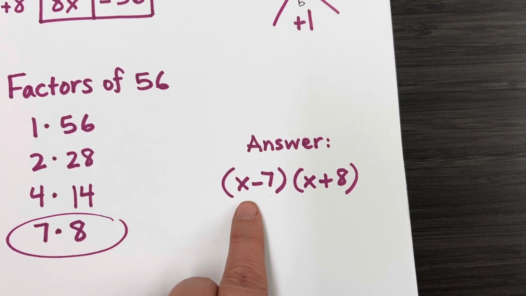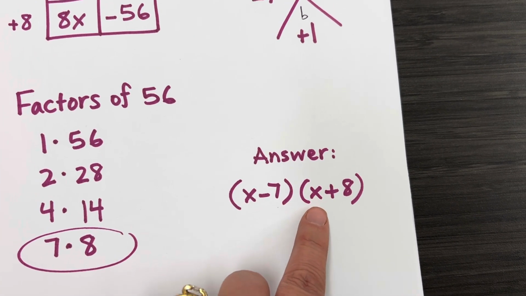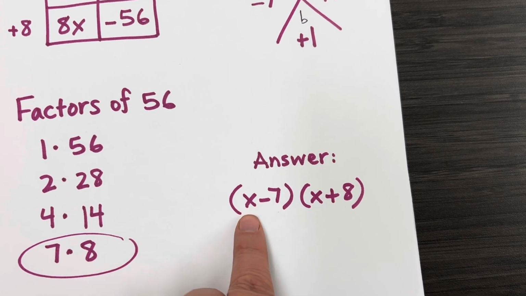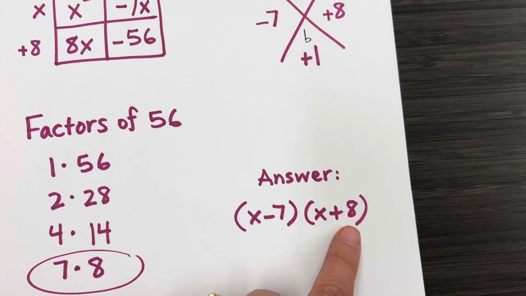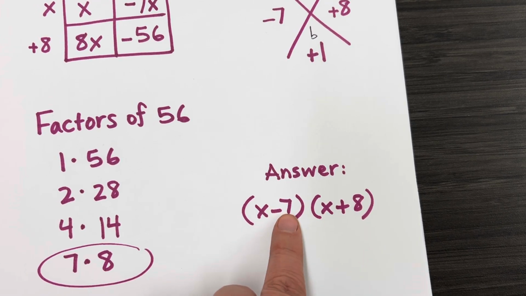I can write x minus 7 times x plus 8 or x plus 8 times x minus 7. But the 8 has to be positive and the 7 has to be negative.